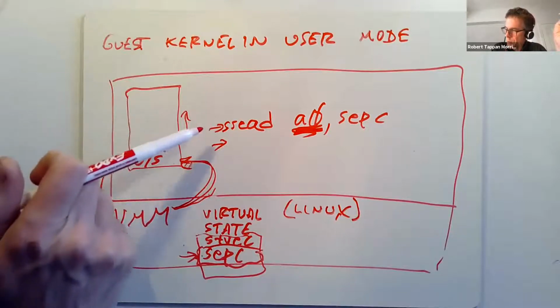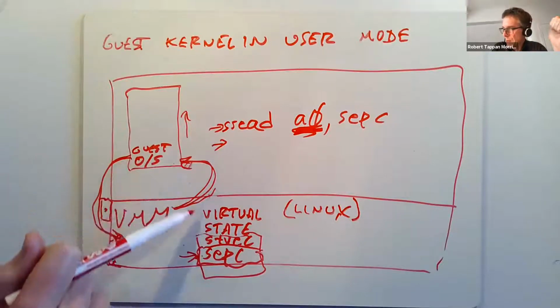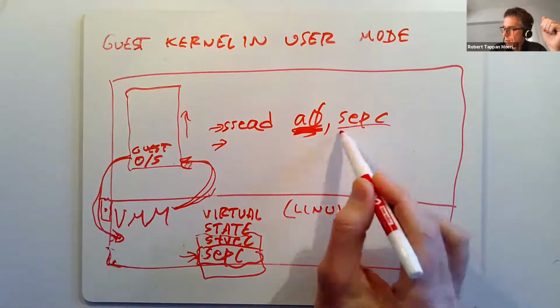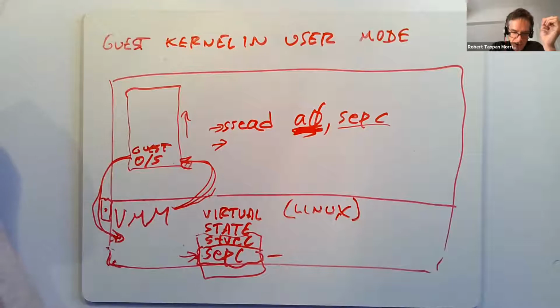And now the guest operating system will proceed, not realizing that something funny happened here, but it will have gotten a copy of the virtual SEPC that the VMM was keeping on its behalf. So, any questions about this strategy?